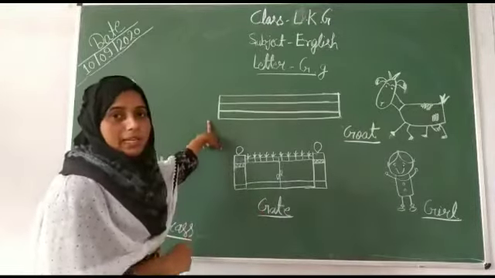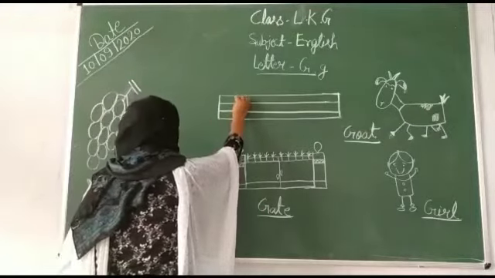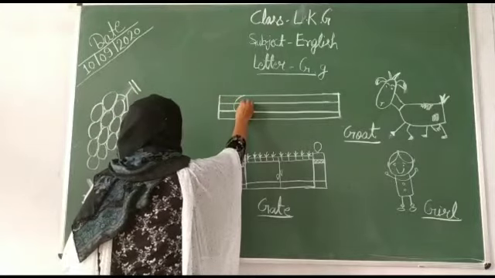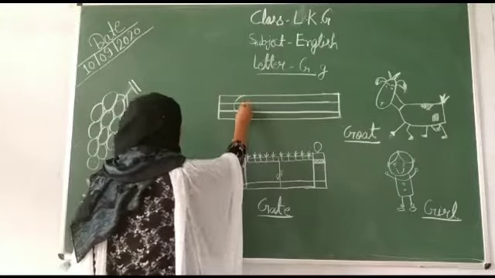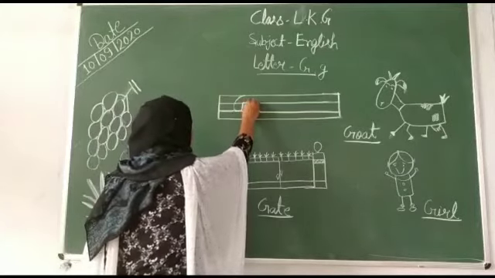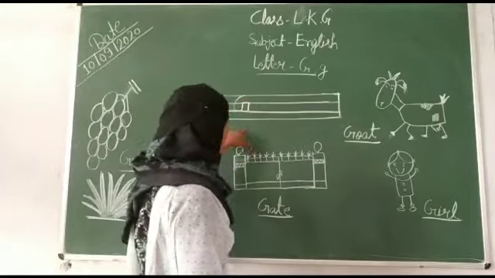We have four lines. Okay, now we will start with one curve and a standing line, and one sleeping line and one small standing line. It makes a G. Okay.